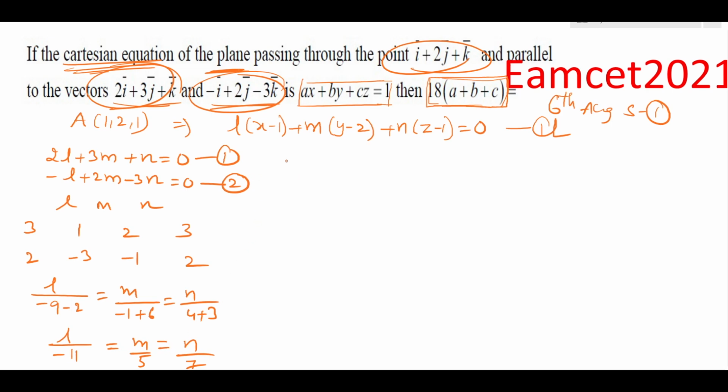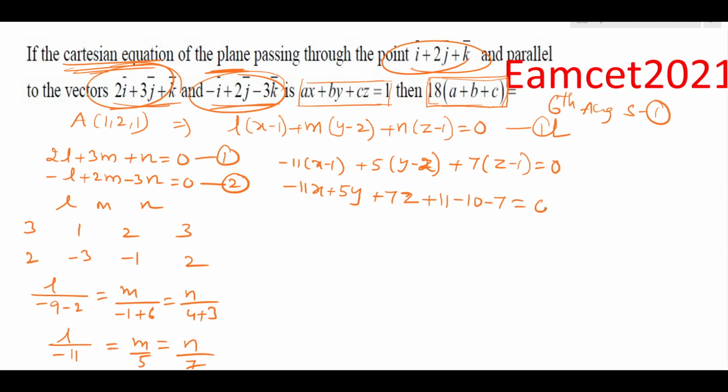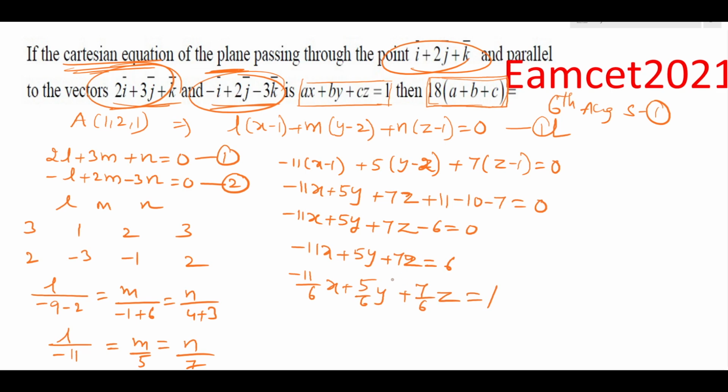So substituting in the given equation, that is minus 11 into x minus 1 plus 5 into y minus 2 plus n value 7 into z minus 1 is equal to 0. This is minus 11x plus 5y plus 7z plus 11 minus 10 minus 7 is equal to 0. From this, minus 11x plus 5y plus 7z, 11 minus 10 is 1, 1 minus 7, this is minus 6, equal to 0. From this, minus 11x plus 5y plus 7z is equal to 6. So this is the plane. Dividing by 6, that is minus 11 by 6 into x, 5 by 6 into y, 7 by 6 into z is equal to 1. So this is given in the problem, that is ax plus by plus cz is equal to 1.